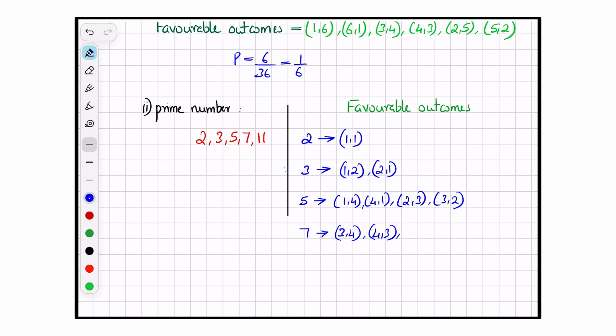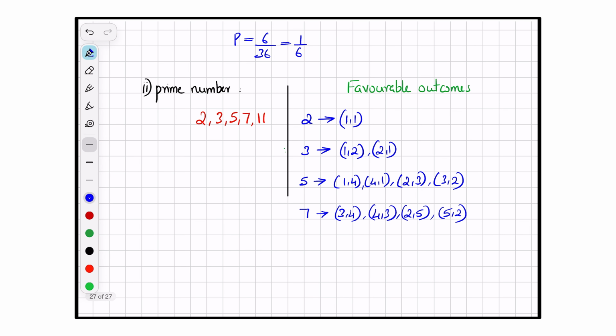We can also have 2, 5 or 5, 2, right? Any more? Yeah, we can have 1 comma 6, right? 1 comma 6 or 6 comma 1. That's it. And for 11, what are the possibilities? We can have 5, 6 or we can have 6, 5.